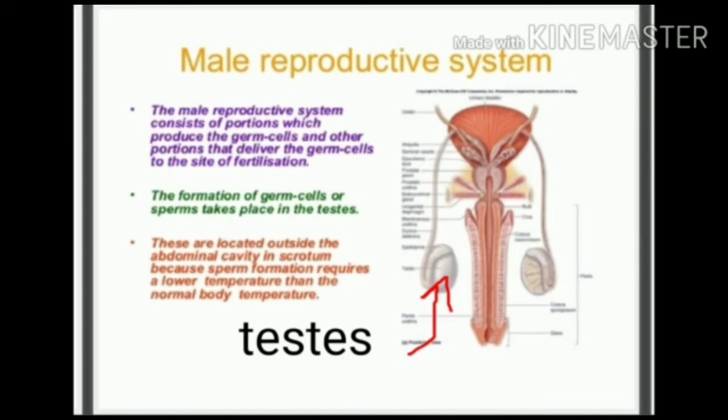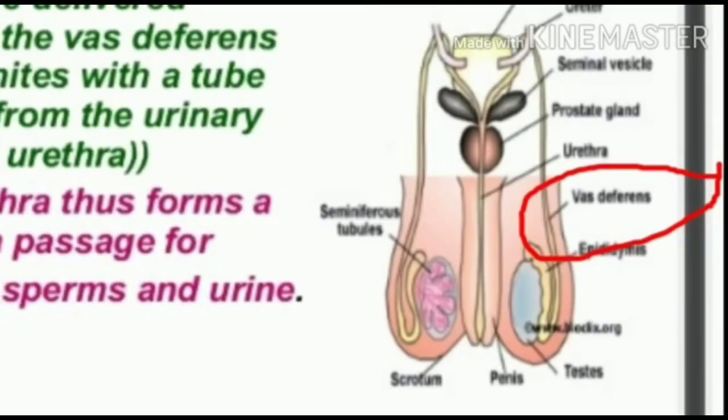The sperms formed in the testes are delivered through the vas deferens, which unites with a tube coming from the urinary bladder. Here in this picture you can see the tube that is called vas deferens, and it is connecting to the other glands, that is, the seminal vesicle and prostate gland also. The urethra thus forms a common passage for both the sperms and urine.